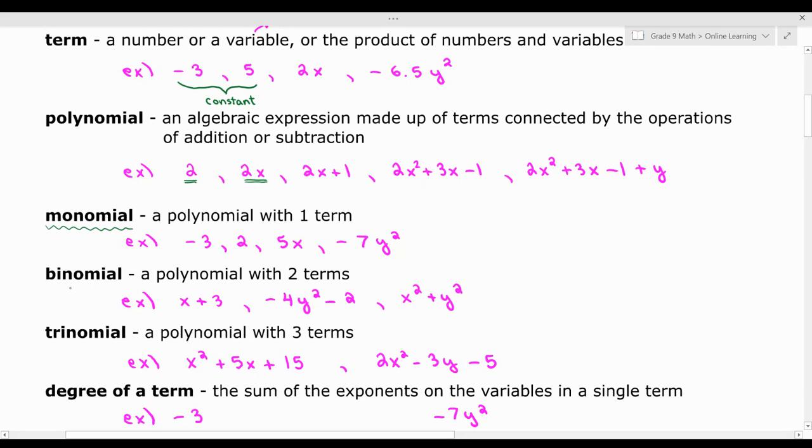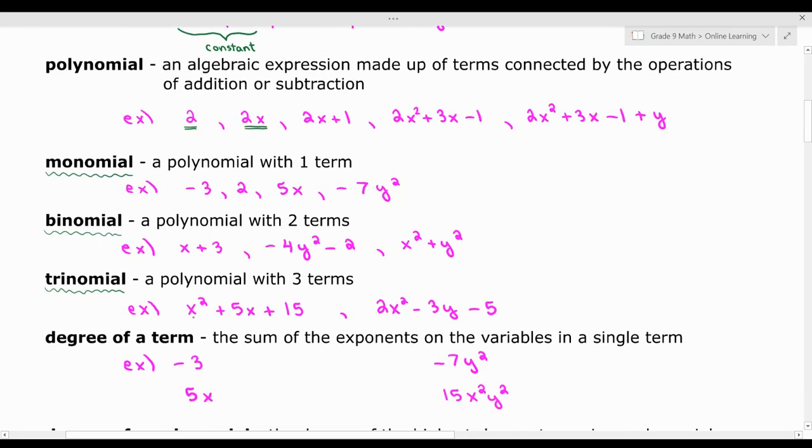Binomial, bi means 2. Okay, so that's a polynomial with 2 terms. You'll notice there's a plus sign, term 1, term 2. This one has a minus, term 1, term 2. This one has a plus, term 1, term 2. And then the next type, special name, if you have 3 terms, we call it a trinomial. So tri implies 3. So here, notice there's 1 term, 2 terms, 3 terms, 1 term, 2 terms, 3 terms.